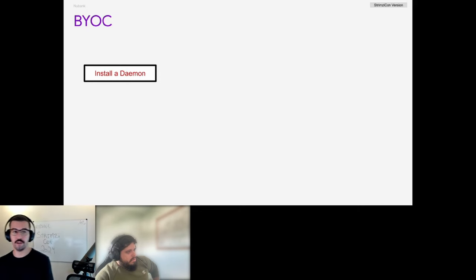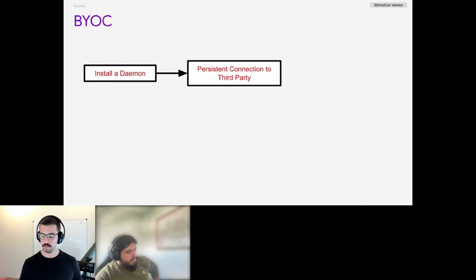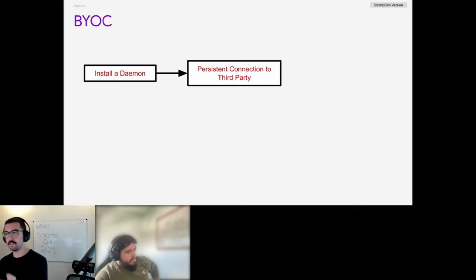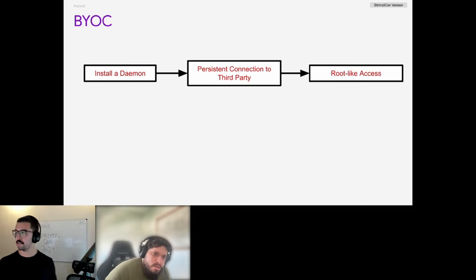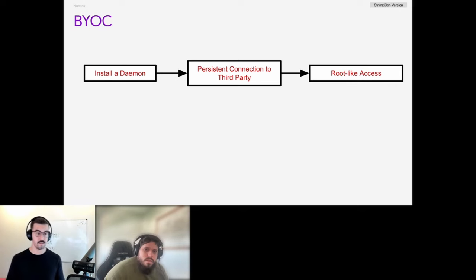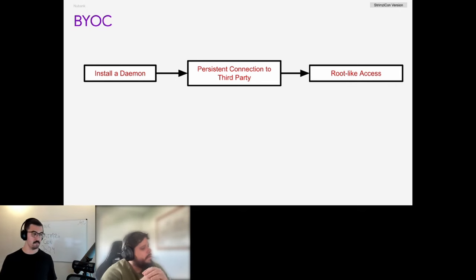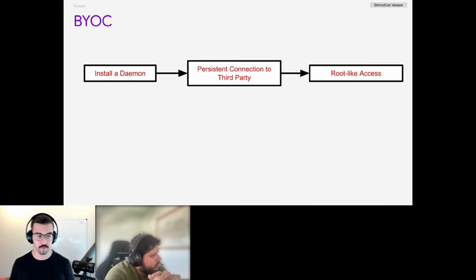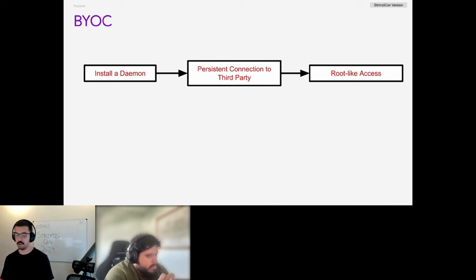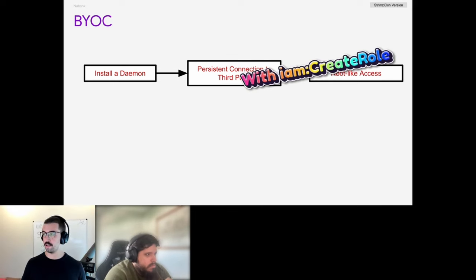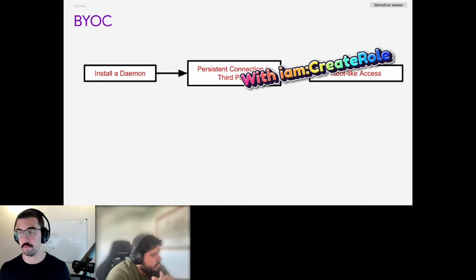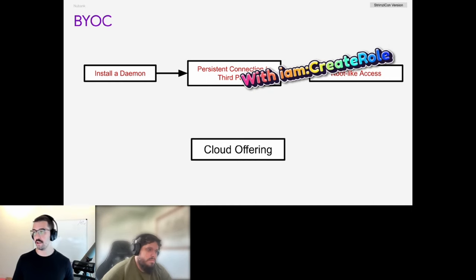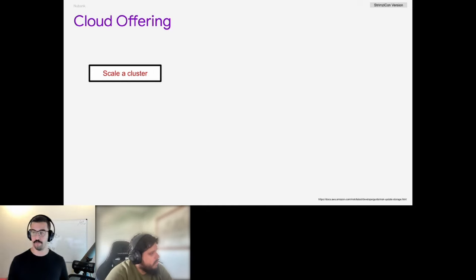But again, bring your own cloud requires you to install a daemon that keeps a persistent connection to a third party. And this daemon has root-like access. The third-party engineers can change your infrastructure and run updates and things that are not very nice, like IAM creating roles in the daemon. So we thought, okay, let's go for the cloud offering.